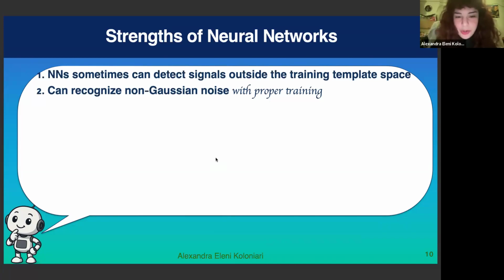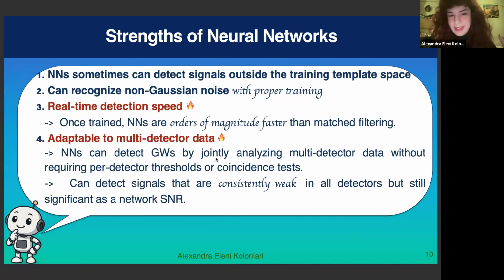Additionally, they can also recognize non-Gaussian noise with proper training. And that means that basically, if I train a neural network by providing real noise, I can train the neural network to understand when it sees glitches. So it will most probably give fewer false alarms than match filtering because it knows how glitches look like. But the most important strengths are those that counter the limitations of match filtering, such as neural networks can achieve real-time detection speed.